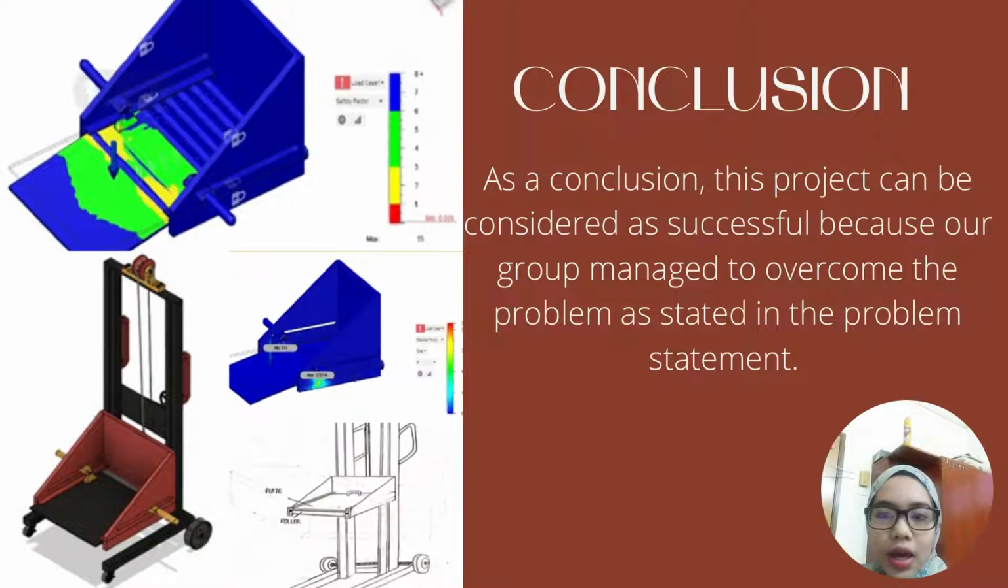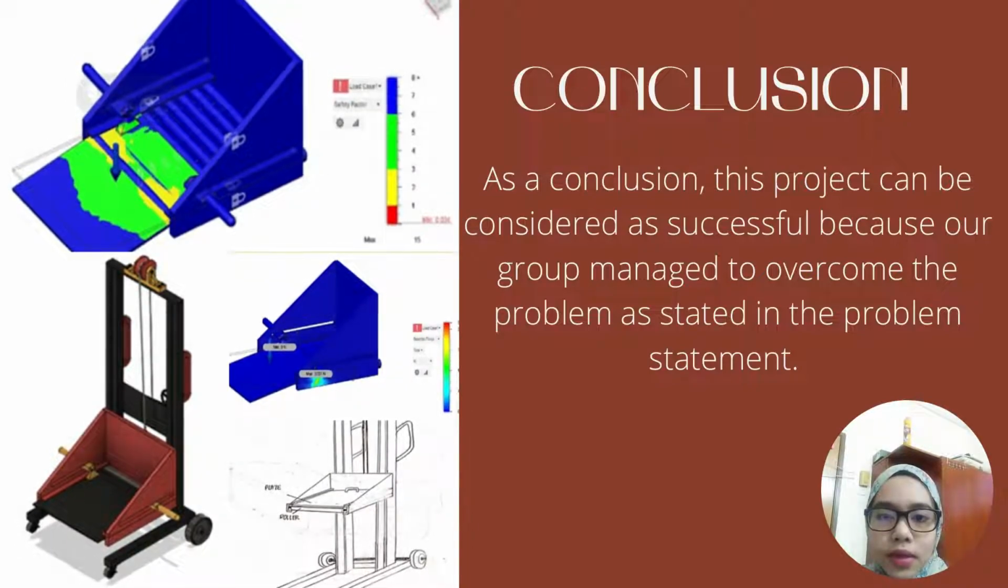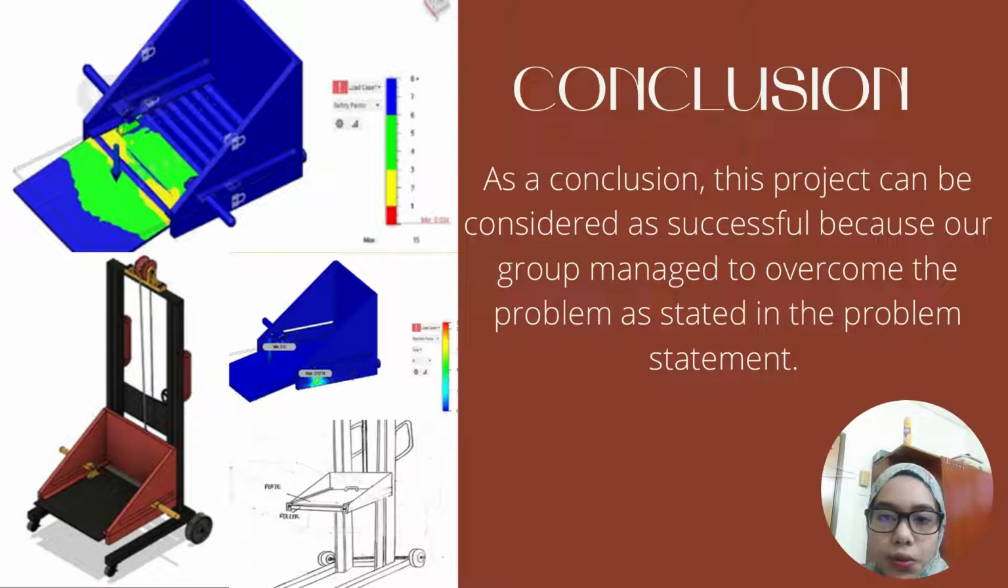Okay, next is conclusion. As a conclusion, the project can be considered successful because we managed to overcome the problems stated in the problem statement. Our product managed to handle weight up to 500 kilograms. Our product can also be manually operated by one worker. This product also managed to provide lateral and vertical movement. And lastly, this product is safe based on the analysis that we ran, and it provides us speedy movement.